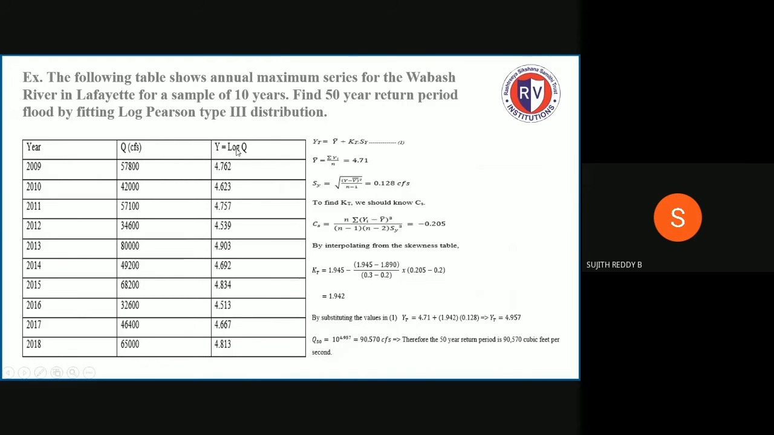After obtaining the Kt value, the Yt can be obtained by substituting all the values. Since it is a log function, we have to raise it to the power of 10 to obtain the actual discharge. Therefore, here we got that for the 50-year return period, the discharge was estimated to be 90,570 cubic feet per second. This is done manually.